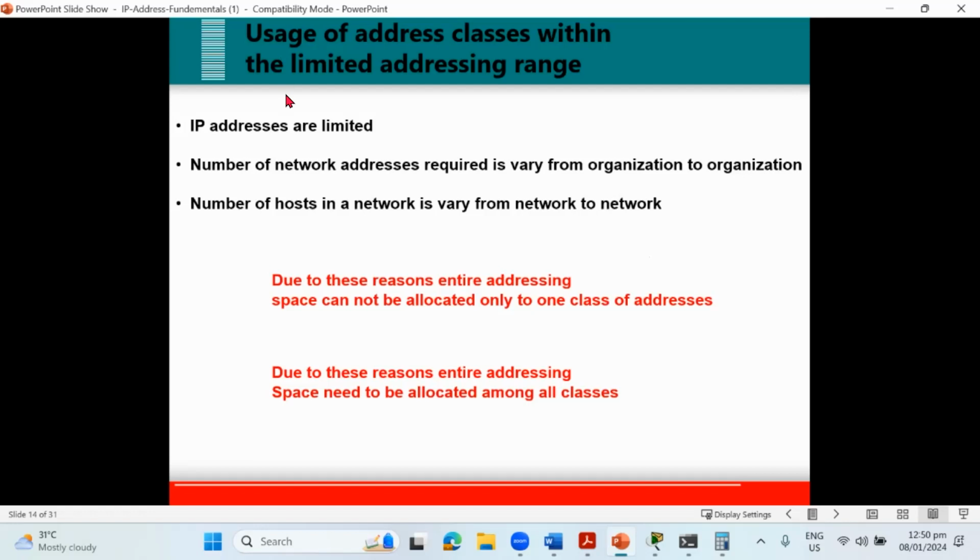So the usage of IP address classes within the limited address string. Your IP address depends on where you will use it. The IP addresses are limited, but you can use them anywhere. The number of network addresses required varies from one organization to another. The number of networks for class A is different from the number of networks for class B and class C. It depends on where you will use it.